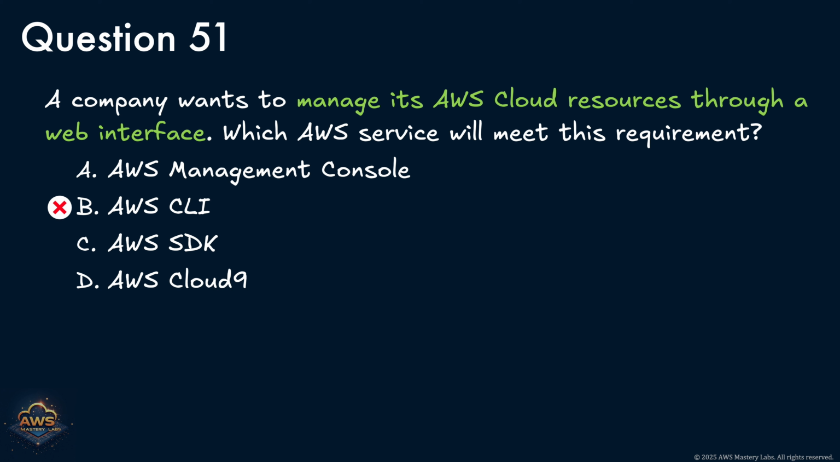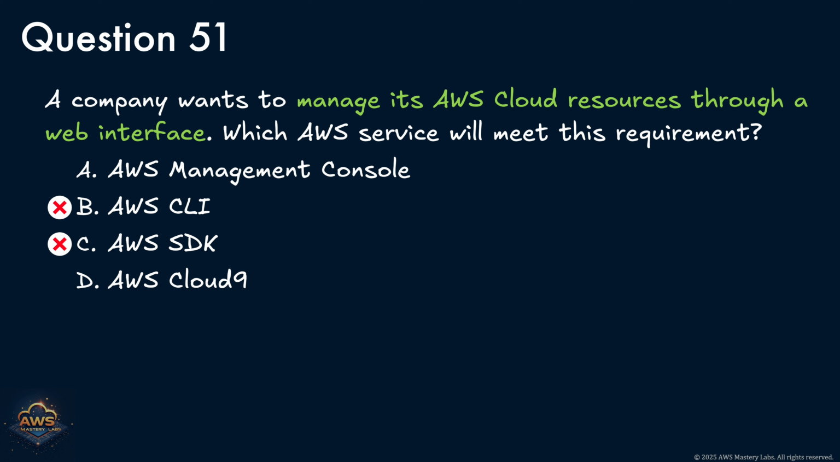Option B, AWS CLI. The AWS command line interface allows users to run commands to interact with AWS services. While it provides full control over AWS resources, it's accessed via terminal or shell, not a web browser. There's no GUI, no dashboard, and no point-and-click interface involved. Incorrect. While powerful for automation, the CLI is a text-only interface and not suited for managing resources through a web interface.